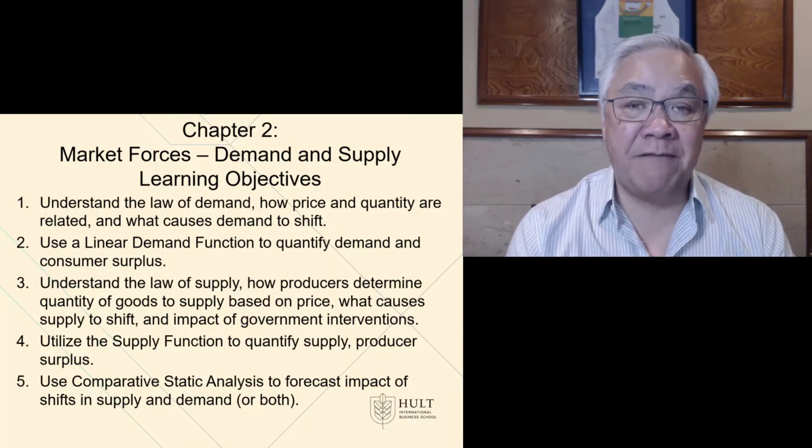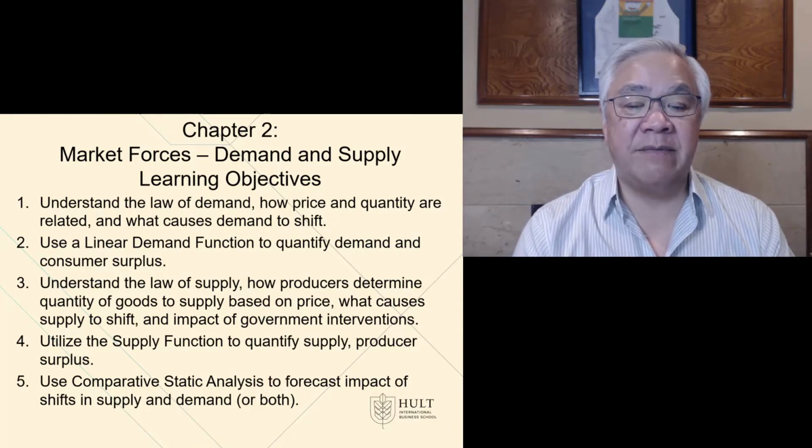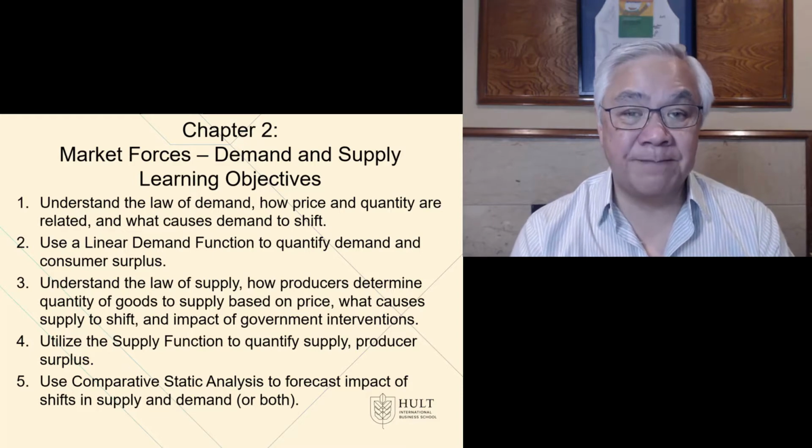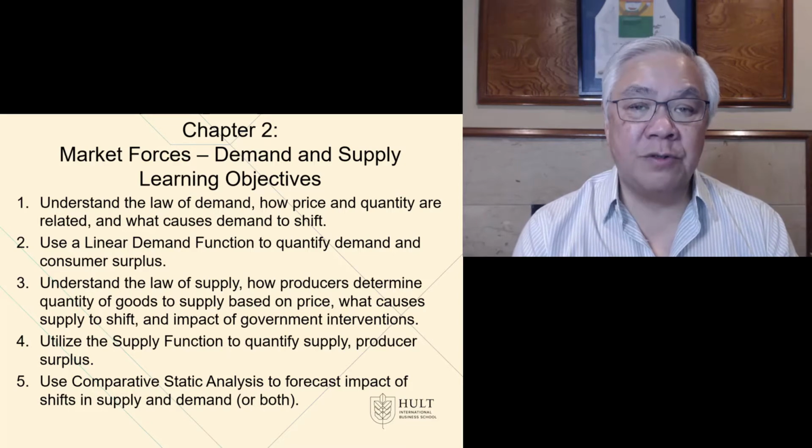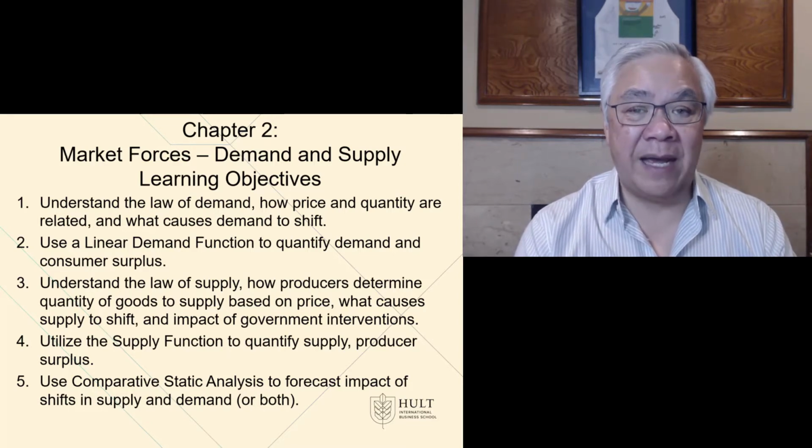We used a supply function to start to quantify some of the measures, such as producer surplus. And finally, we looked at comparative static analysis as a tool to help us understand the impact of changes in supply or demand or both.